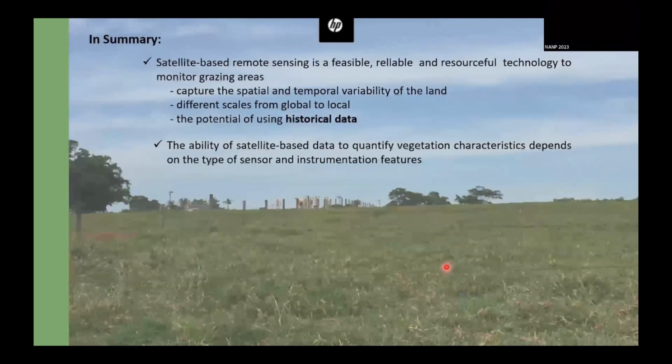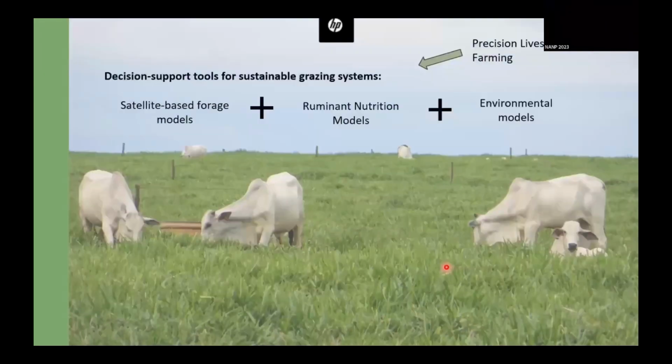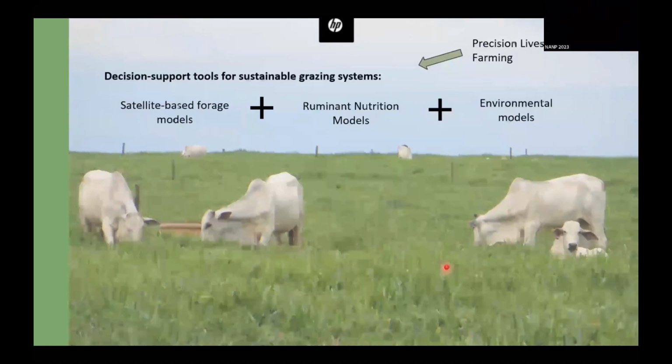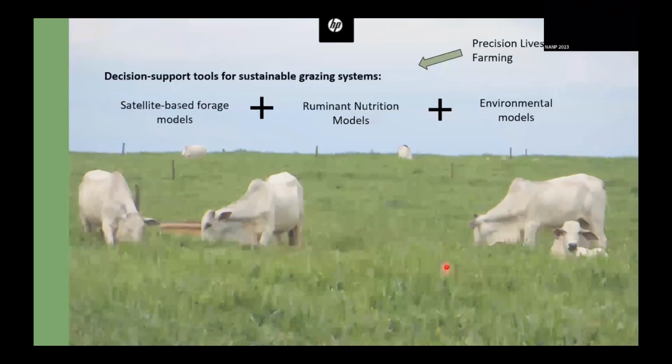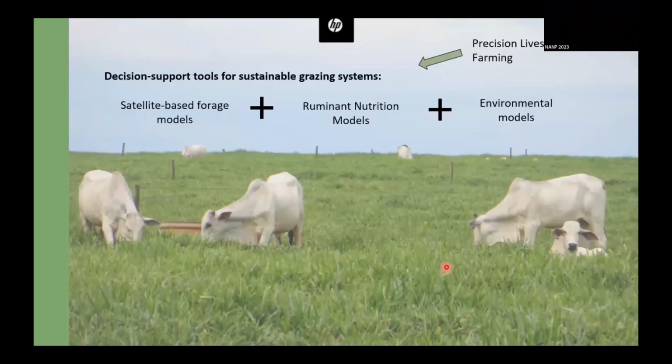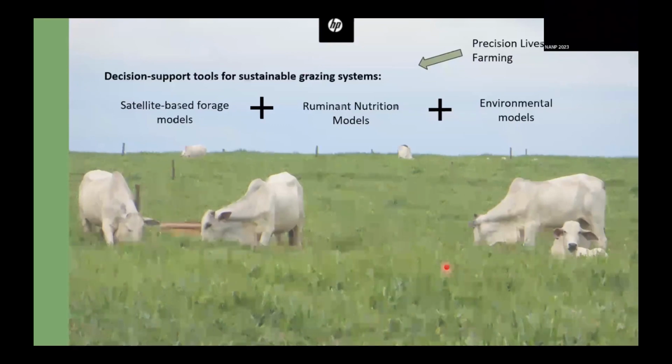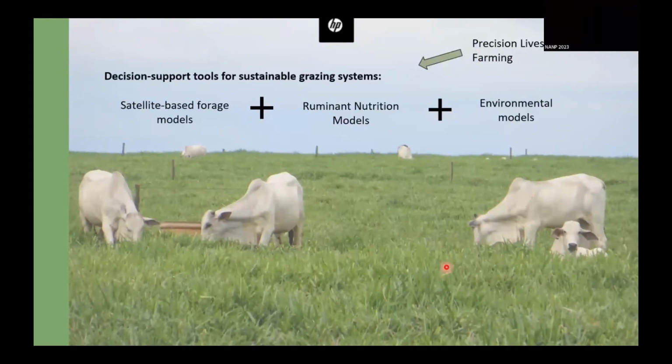Moreover, the ability of the satellite-based data to quantify vegetation characteristics depends on the type of sensor and instrumentation features of the satellite. So to build a decision support tool for sustainable grazing systems is perfectly feasible if you can join the satellite-based forage models with ruminant nutrition models and environment models, and contribute to support precision livestock farming.